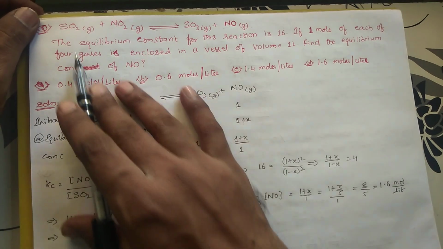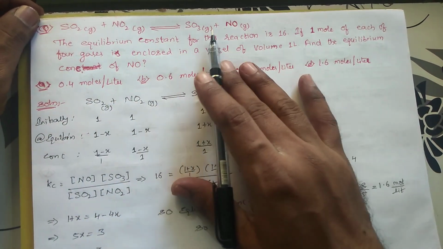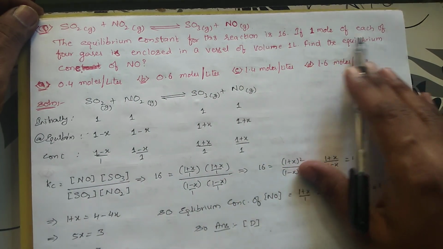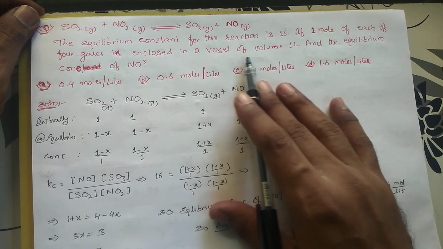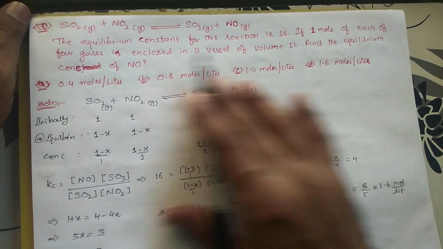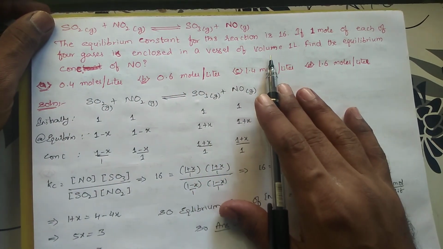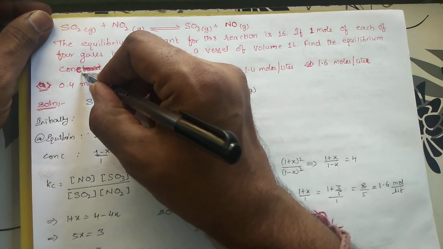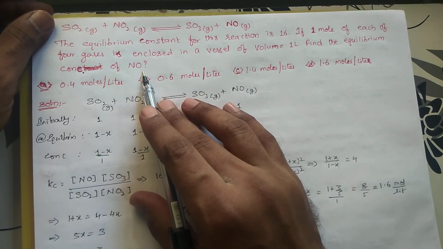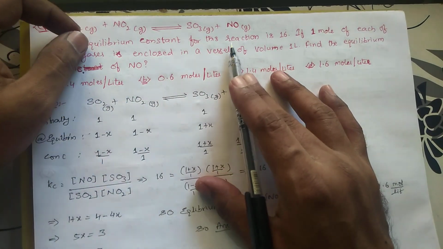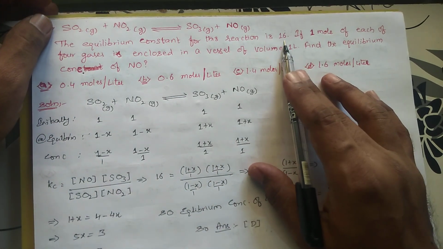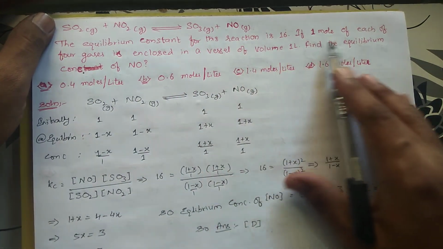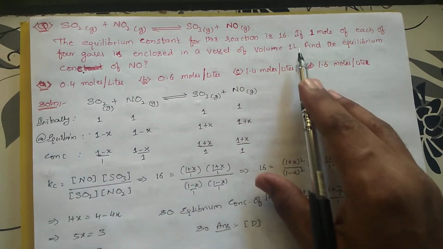So the last problem for this session: SO2 plus NO2 gas is in equilibrium with SO3 plus NO gas. The equilibrium constant for this reaction is 16. If 1 mole of each of the 4 gases is enclosed in a vessel, starting only he is telling 1 mole of each of these is present in a 1 liter vessel. Find the equilibrium concentration of NO. Again I am repeating, this is the equation. The equilibrium constant he has given, Kc, is 16. Initially, starting only, he has taken 1 mole, 1 mole, 1 mole, 1 mole, and the vessel volume is 1 liter.